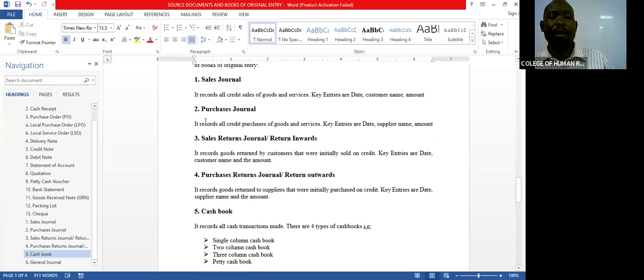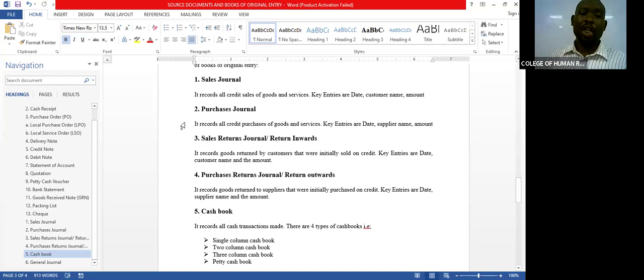Number 5 is the cash book. Remember these 4, the first 4 deal with the credit sale or credit purchase of goods. But now, what if they are bought in cash and sold in cash, not on credit? If they are sold in cash or bought by cash, also including checks, then the entry will be in the cash book. So a cash book records all cash transactions made.